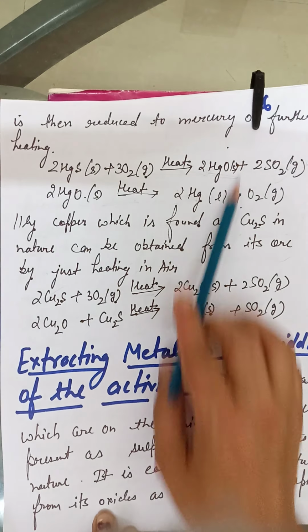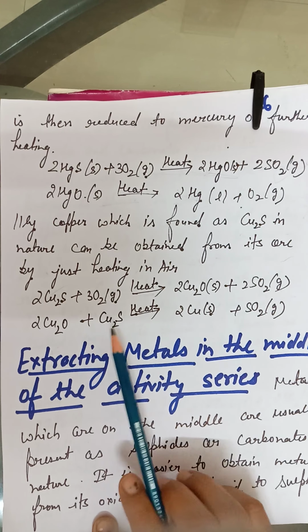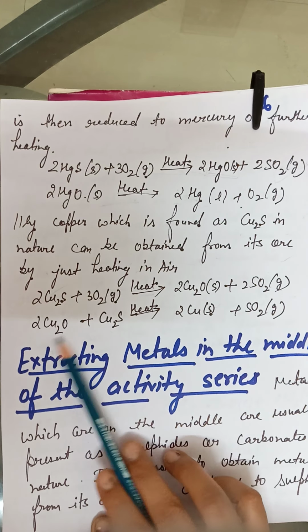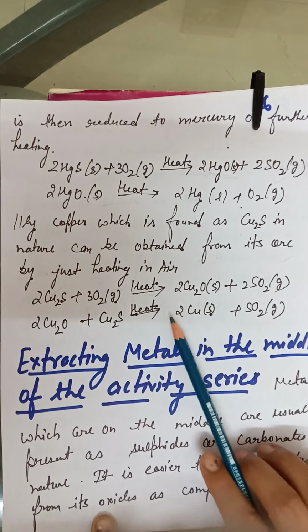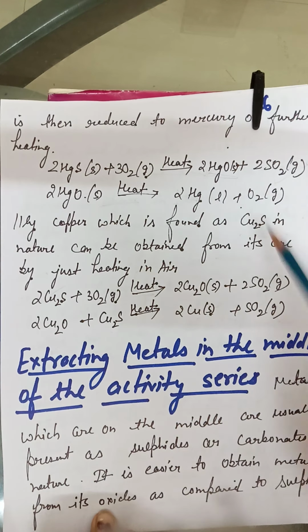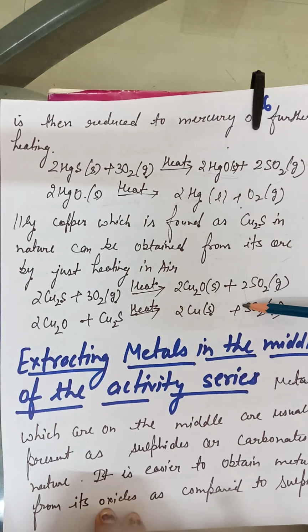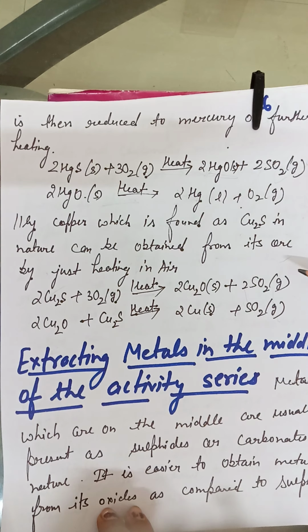The same process we are following here. And then copper oxide, we are reacting with the copper sulfide, then copper is evolved here with the evolution of sulfur dioxide. So this is the process by which we can extract metals which are least reactive from their metal oxides. Okay class.